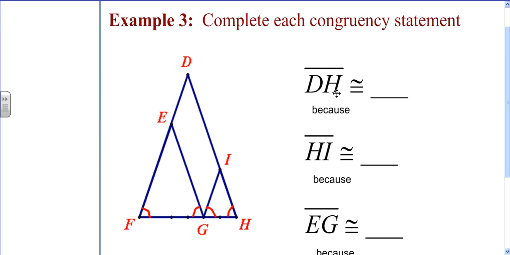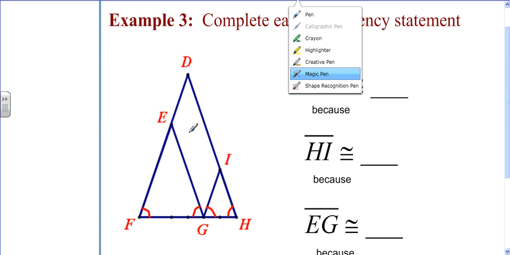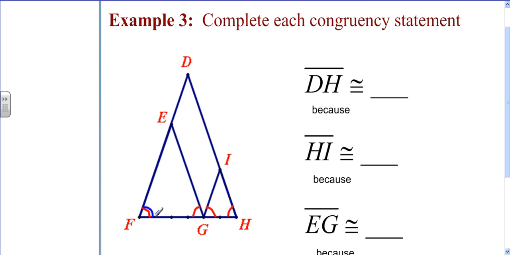Let's complete each of the congruency statements, and then let's talk about how we know that that has to be true. So let's inspect the diagram for a second. Here we have several triangles. We actually have one big triangle and then two smaller triangles inside the big triangle. And what my diagram indicates is that angle F is congruent to angle EGF, and that angle is also congruent to angle IGH, which is congruent to angle H. So all four of these angles here are congruent.